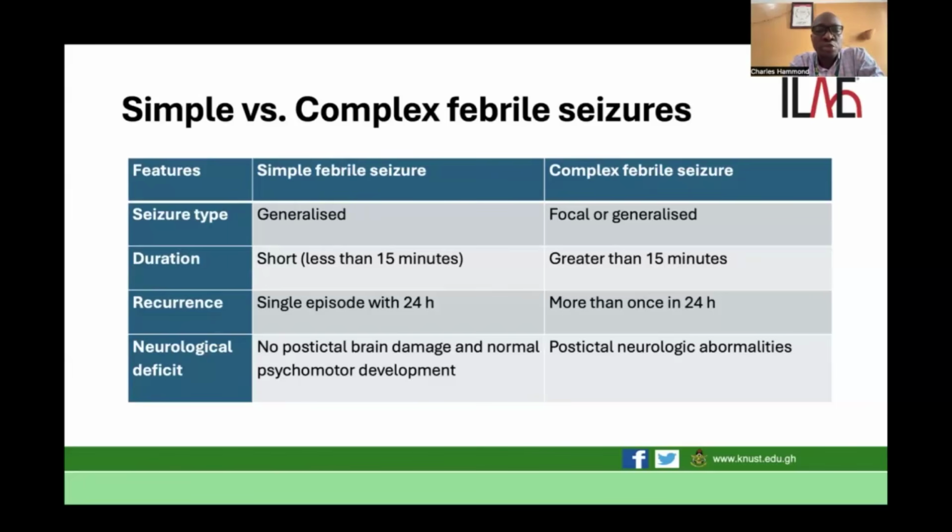It may be of shorter duration, but if you have more than one episode in 24 hours, or if you have even one episode, but it's greater than 15 minutes, that makes it complex. If you have a short seizure, single episode, but it is focal, that makes it complex. And if you have a short seizure which presents as generalized, but later gives you a Todd's paralysis, then you know that actually it has a focal onset, and that makes it a complex febrile seizure.